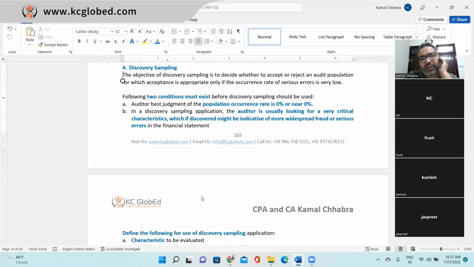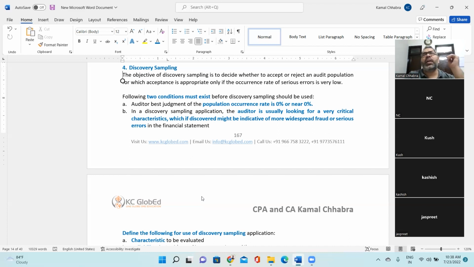In discovery sampling application, the auditor is usually looking for very critical characteristics. It may be like litigations, claims, and assessments, right? In which you will be critically evaluating the characteristics which, if discovered, might be indicative of more widespread fraud or serious error in the financial statements. So discovery sampling is majorly used for very critical areas in the financial statements, like for example the going concern assumption when you are testing.